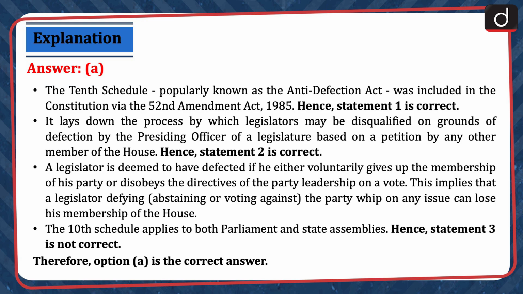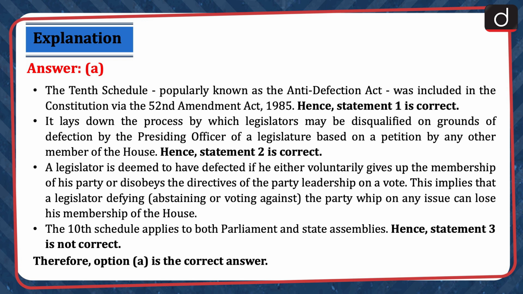The 10th schedule, popularly known as the Anti-Defection Act, was included in the Constitution via the 52nd Amendment Act 1985. Hence, statement 1 is correct. It lays down the process by which legislators may be disqualified on grounds of defection by the presiding officer of a legislature based on a petition by any other member of the House. Hence, statement 2 is correct.